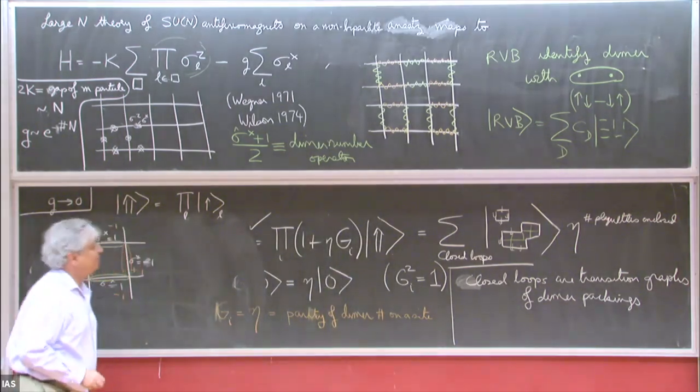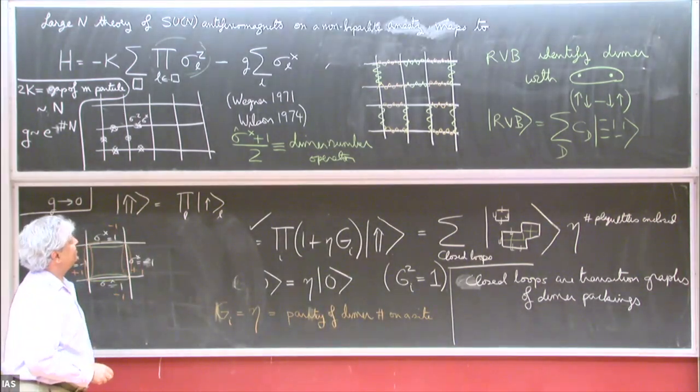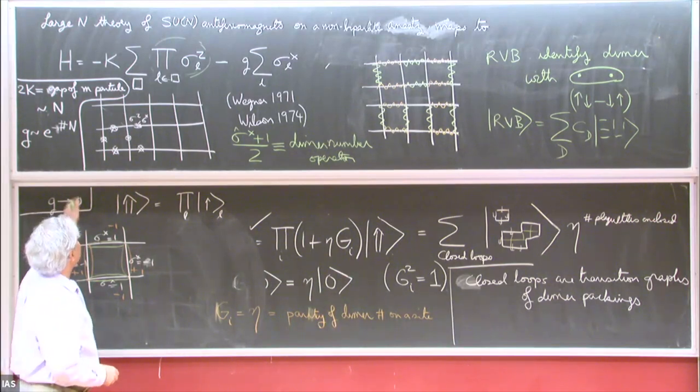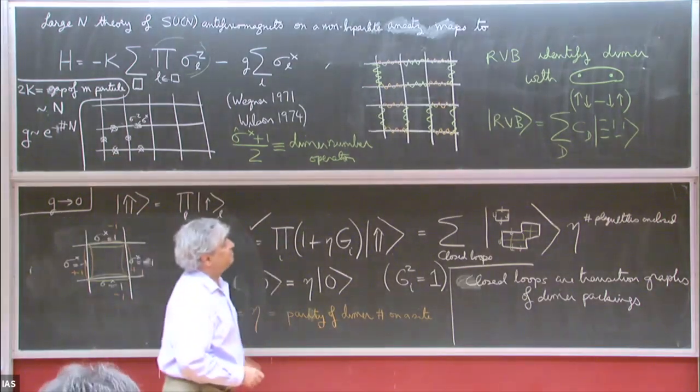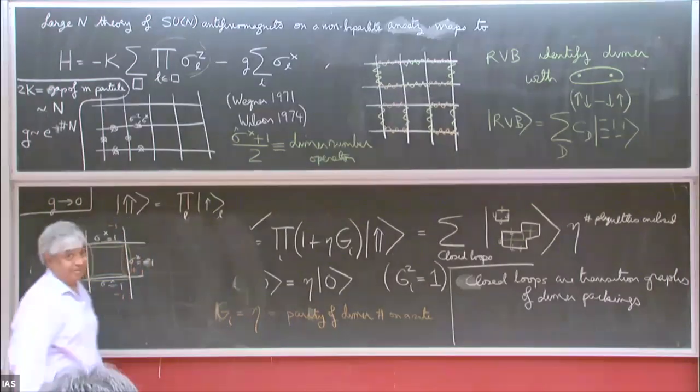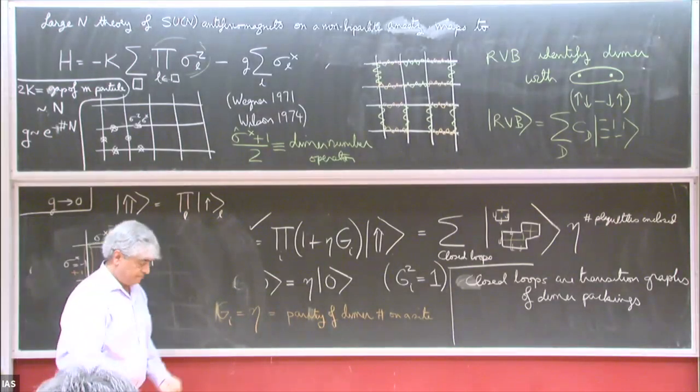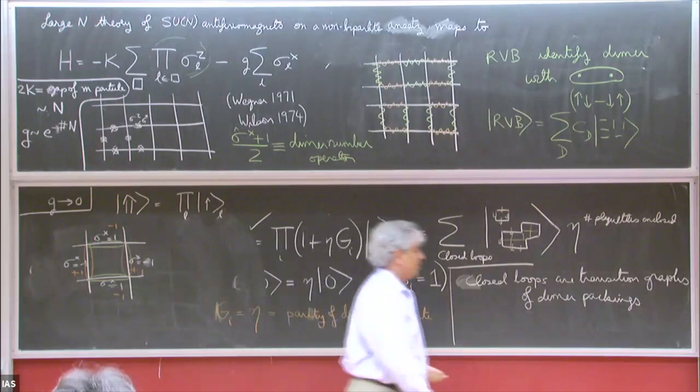Okay, so that's great. We seem to have recovered the very simple starting point, just by looking at the eigenstates of this K operator along with the gauge constraint. Okay, now let's also do this.